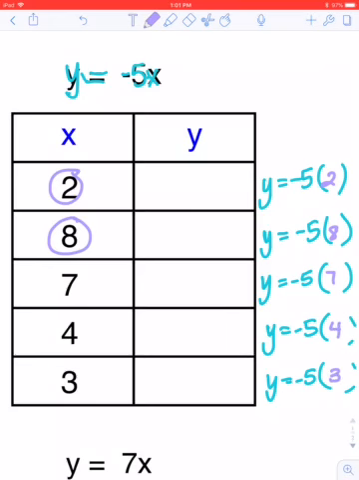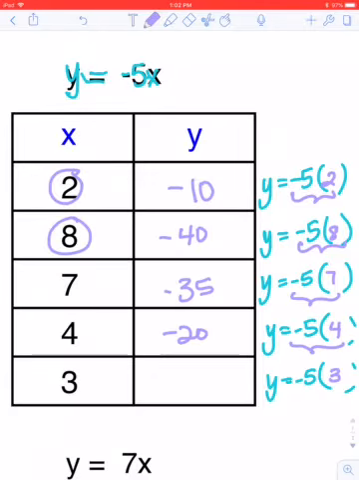So now I just work out the problem. Negative 5 times 2 is negative 10. Negative 5 times 8 is negative 40. Negative 5 times 7 is negative 35, etc., etc.